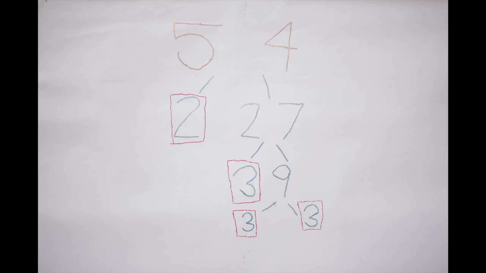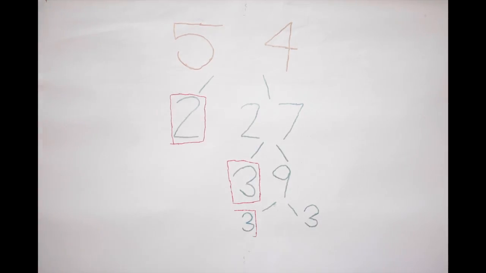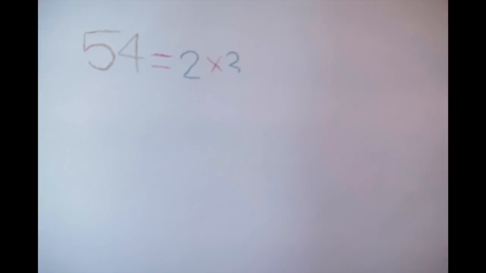So let's take 54. 54 is 2 times 27, and 2 is prime. A prime number is a number that is only divisible by itself and 1. 27 breaks down into 3 and 9. 3 is prime. So finally, 9 breaks down into 3 and 3. So, 54's prime factorization comes out to 2 times 3 times 3 times 3.